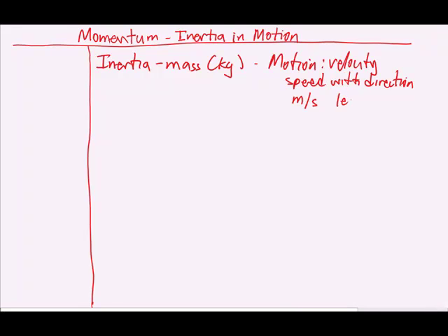It can be left, right, down, up, but we do have to associate some type of a direction with that. Okay. Let's go back to the idea of momentum and how difficult it is to change an object's motion.